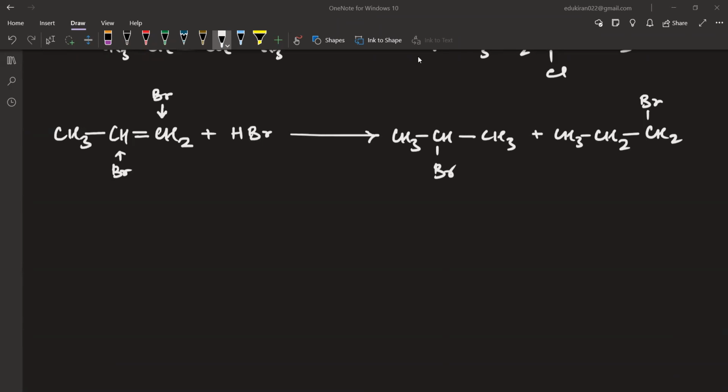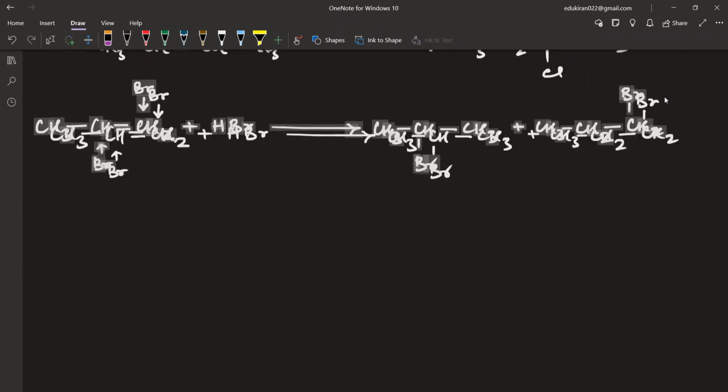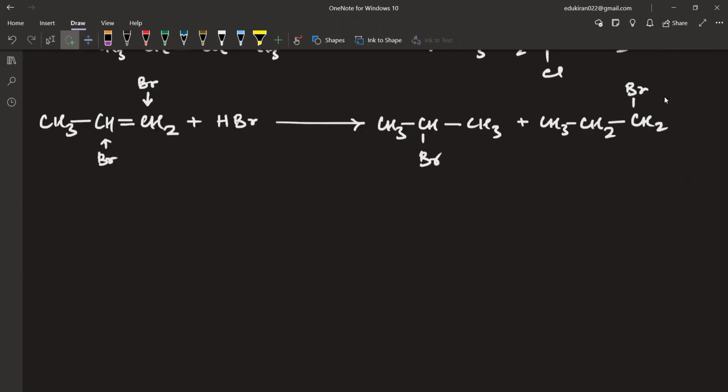Okay, all of you leave that rule, and let us see why that rule is true and why it is happening like that. For that, we have to look at the mechanism. Now, we have two different types of product, and we have to see which of them is going to be major and which of them is going to be minor. So we have to look at the mechanism.